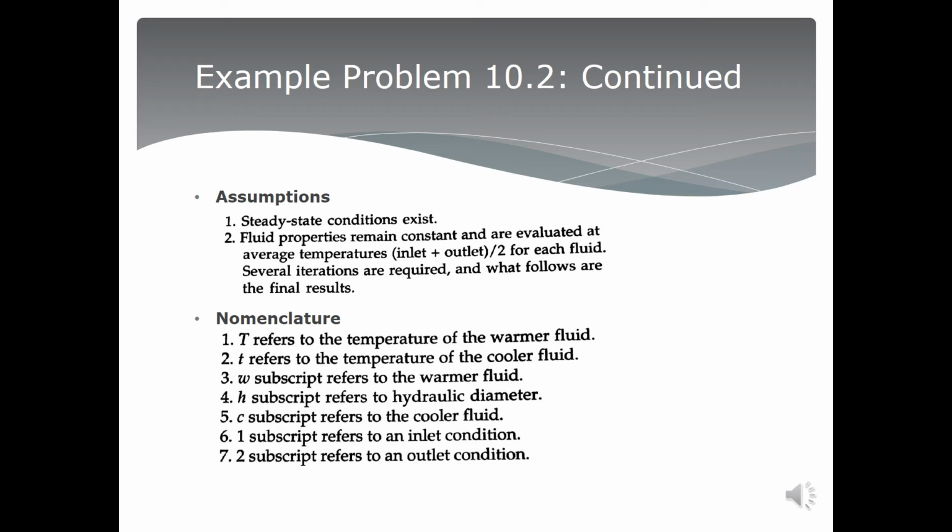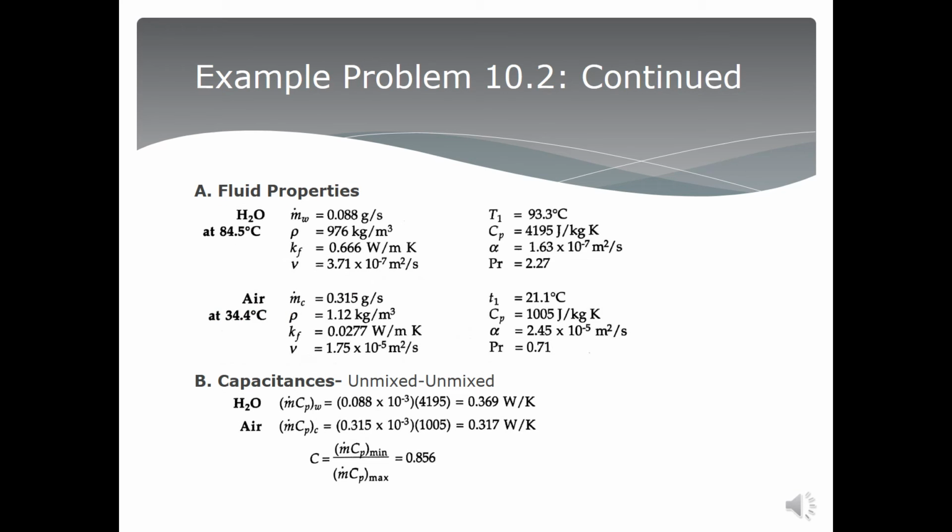Before beginning the problem, it's important to state some assumptions. For example, number 1, steady state conditions exist. Number 2, fluid properties remain constant and are evaluated at average temperatures for each fluid. In part A, fluid properties were collected for water at 84.5 degrees Celsius and air at 34.4 degrees Celsius. Part B is where capacitance was calculated. As you can see, the minimum capacitance came from air and the maximum capacitance came from water.